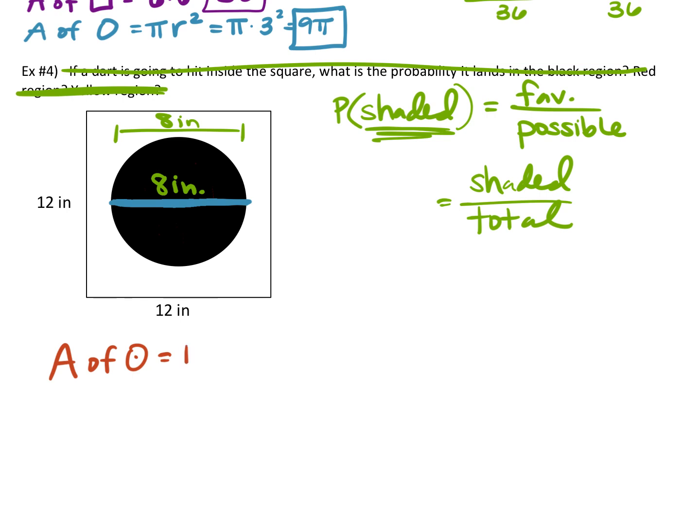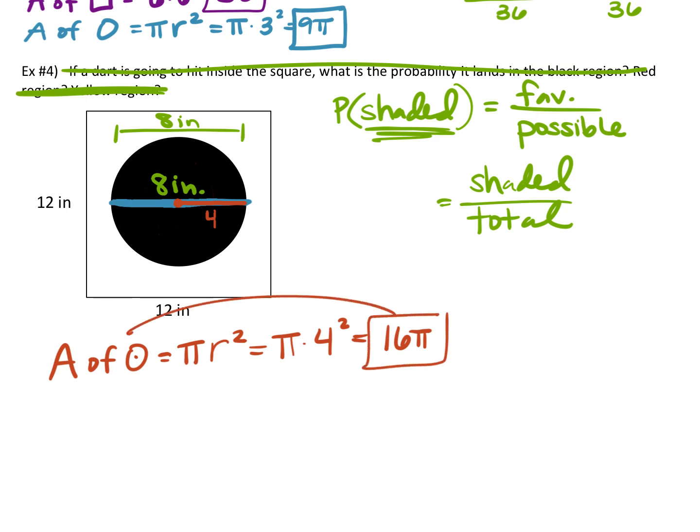Pi r squared. What's r? It's not 8, it's 4. You cut it in half, right? Can't you just do 8 pi? No, you have to square it, not double it. 8 pi would be your circumference, pi d. So this is pi times 4 squared, or 16 pi. Okay, that's the area of the circle.